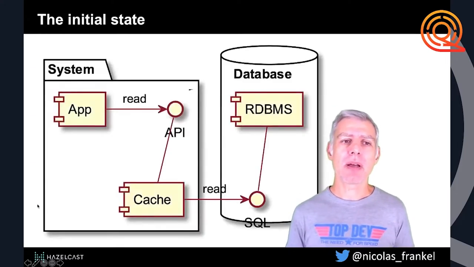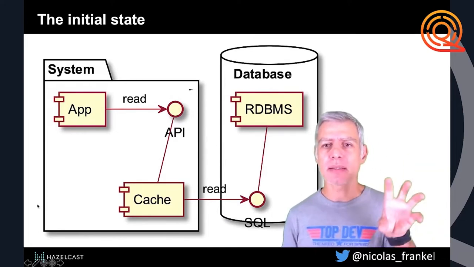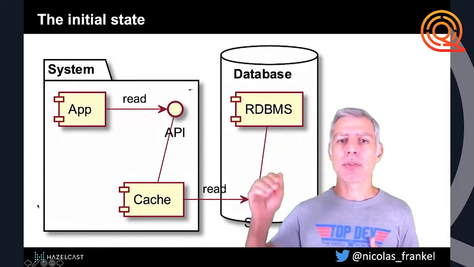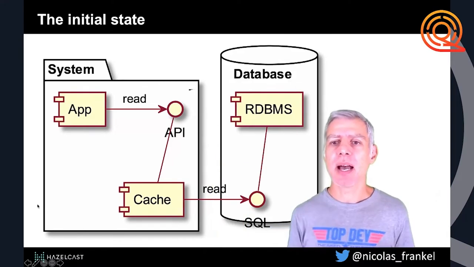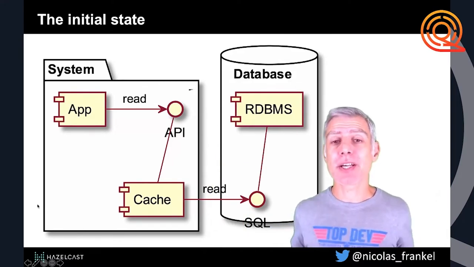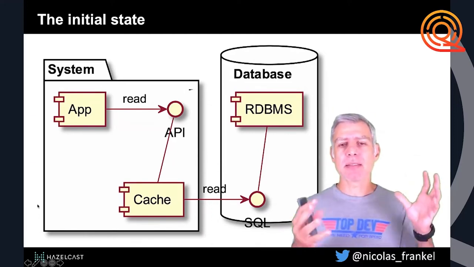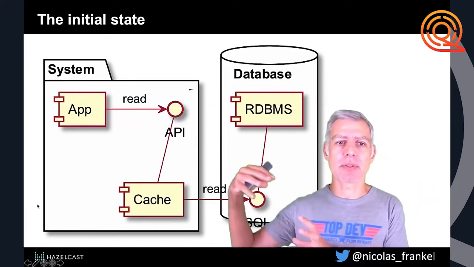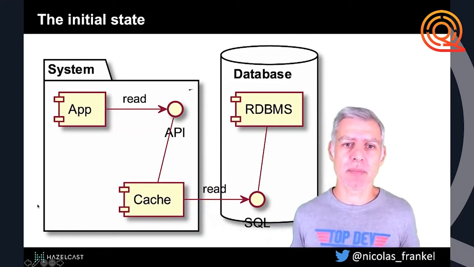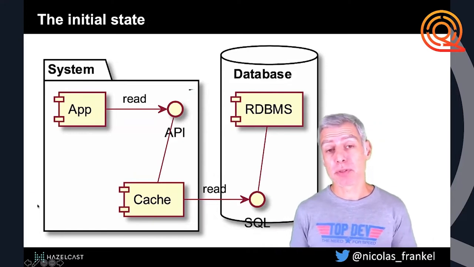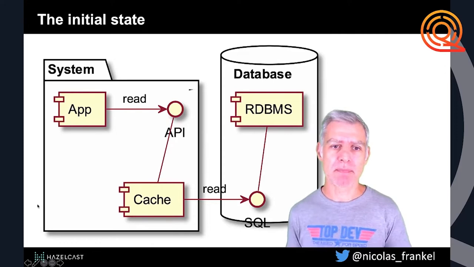As an example, I have here a very simple system. I have an application that reads and writes to a database, and between the application and the database, I have a cache layer. So the cache acts as a facade. Every time I write, the cache writes to the database, and so my system is always in sync, and I'm very happy, but unfortunately, this situation occurs very, very rarely.